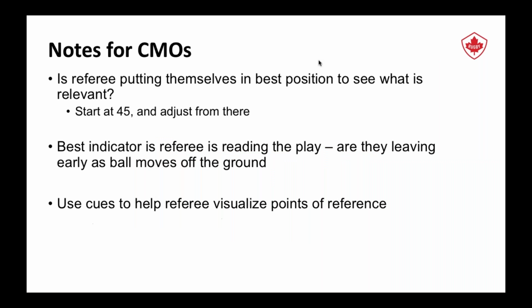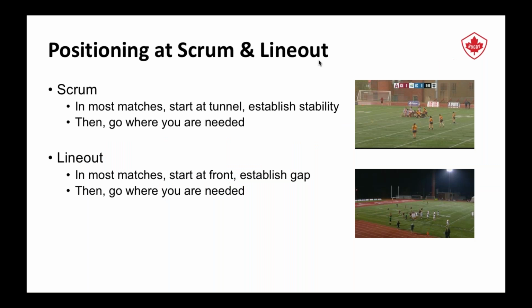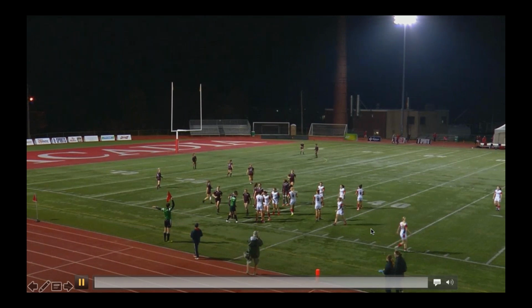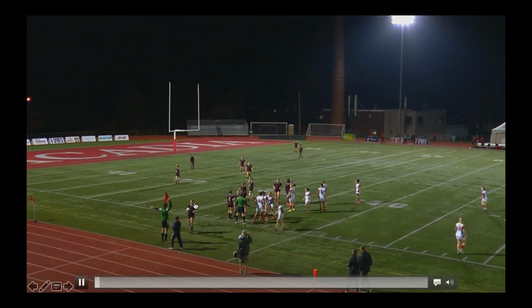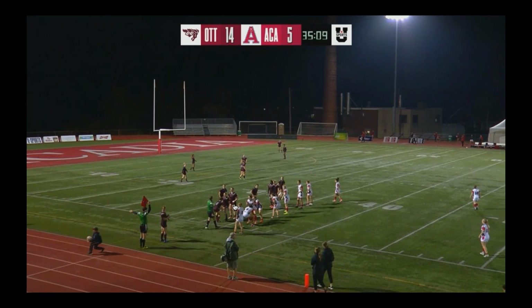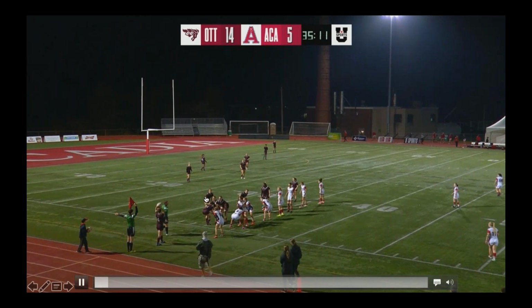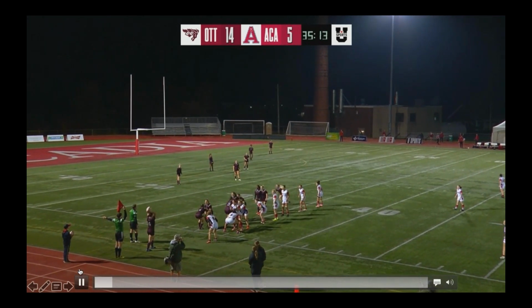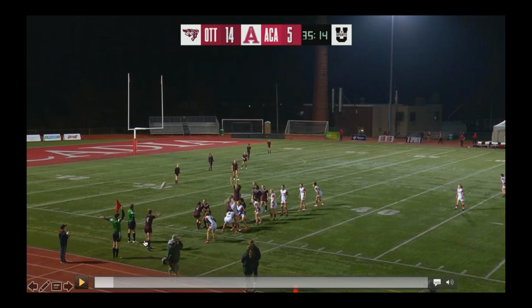So at the line out, when we are on the touchline side of the line out, how far back do we want to be? So here we see the referee virtually on the line of touch, as opposed to maybe in the pocket here on the throwing team side, basically opposite where the hooker defender should be.